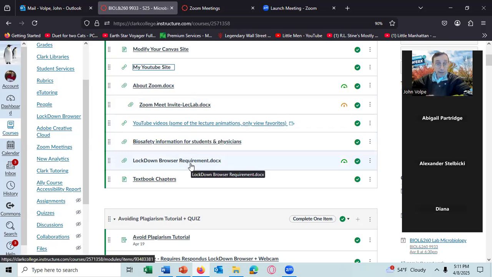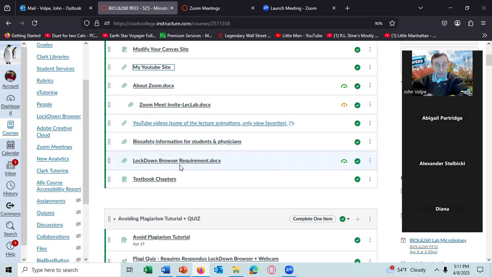And then the lockdown browser requirements. It doesn't state it, but it's also the Respondus Monitor requirements. You should read this information. You need to download Respondus LockDown Browser and Respondus Monitor to take the quizzes in this class.